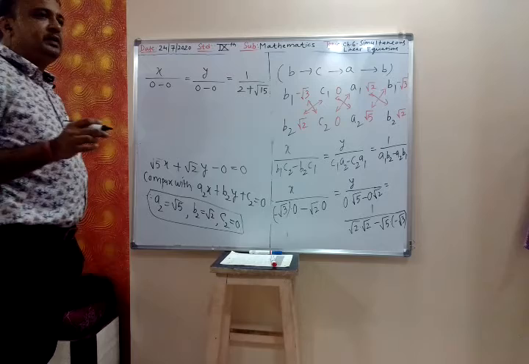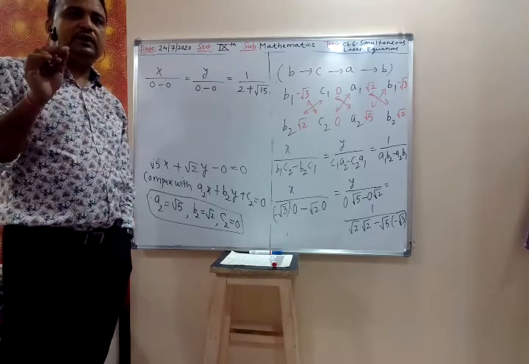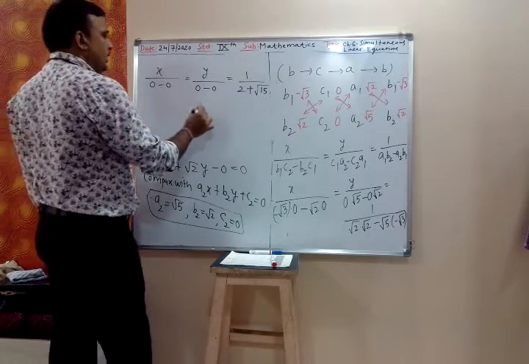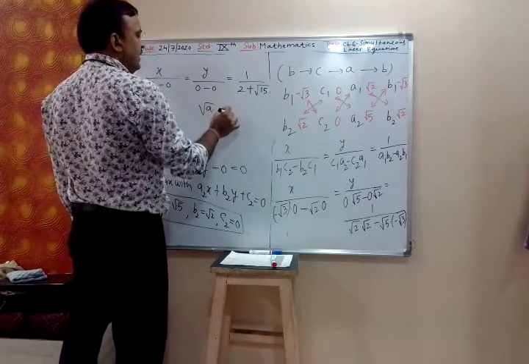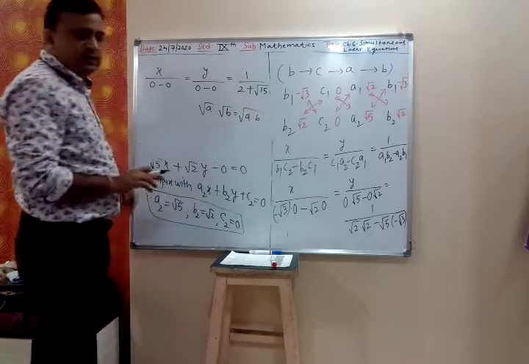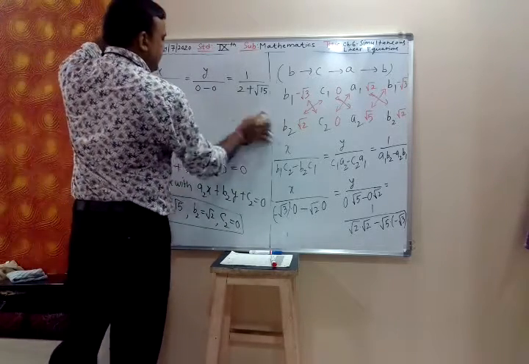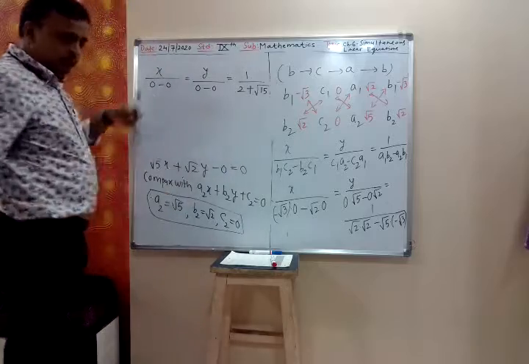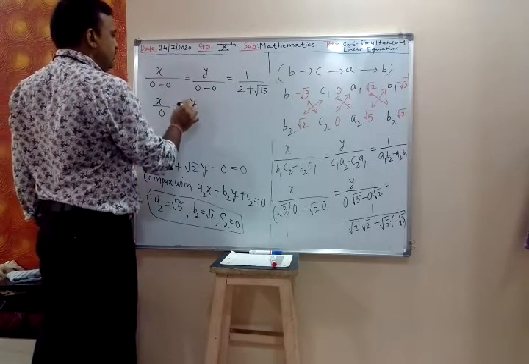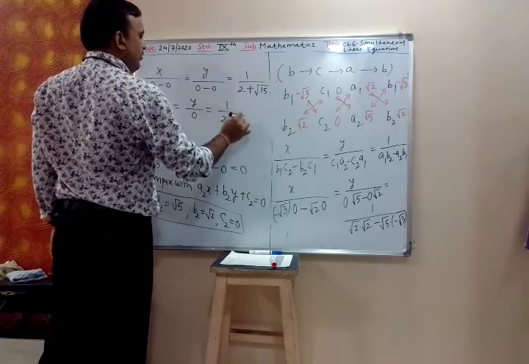Root a into root b is root ab, remember. This we have seen in rational and irrational numbers, that root a into root b, I can take root common and multiply the number inside, that is root ab. So root 5 into root 3 is root 15. So x upon 0 is equal to y upon 0 is equal to 1 upon 2 plus root 15.